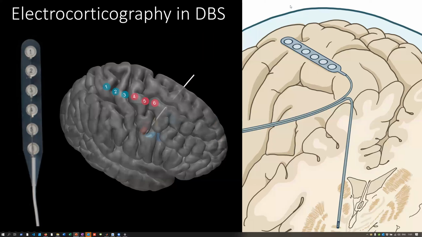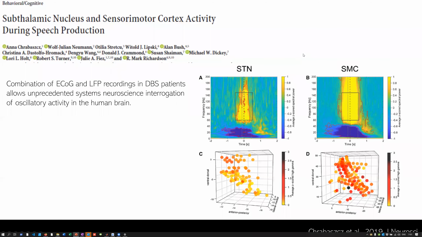This is the schematic of how it works. The DBS lead is implanted into the depths. Here we have these DBS contacts through which we can record, for example, subthalamic activity in Parkinson's disease. This is a coronal slice. And here is the motor cortex, and we can record ECOG through such a strip from sensory motor brain regions.